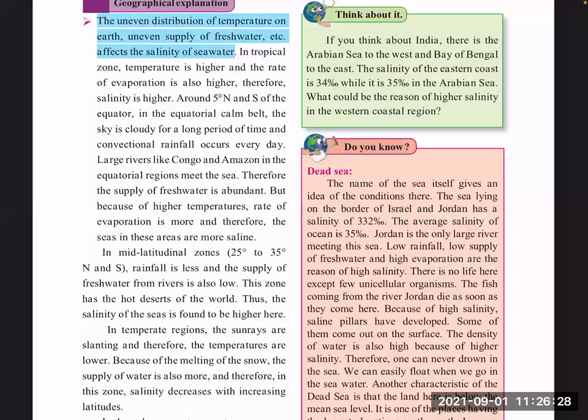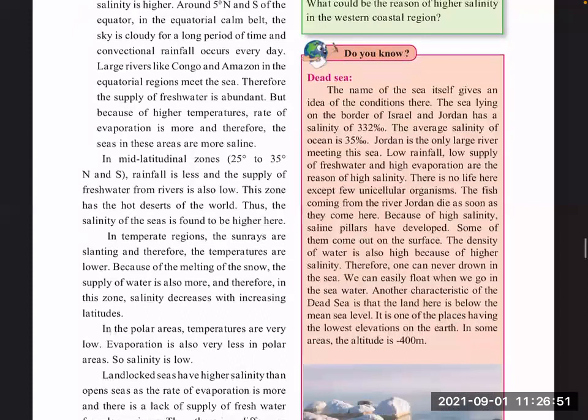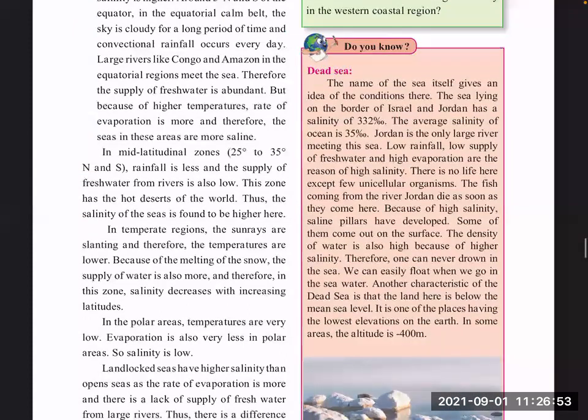Then the supply of fresh water from rivers is also low. This zone has a lot of the hot deserts of the world. Thus the salinity of the sea is found to be higher here. In temperate regions, the sun rays are slanting and therefore the temperatures are low. Because of the melting of the snow, the supply of water is also more, and therefore in this zone the salinity decreases with increasing latitude.